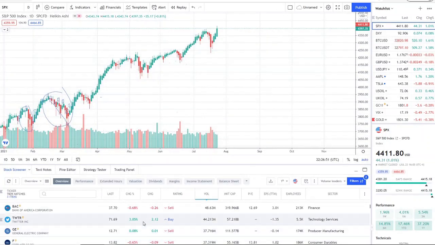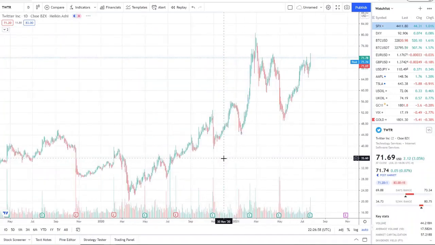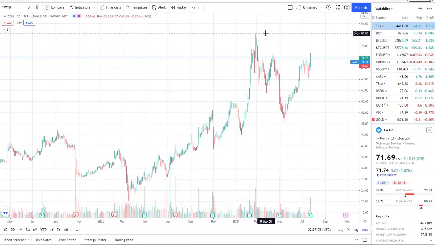Now, the ticker symbol I have to share with you guys today is TWTR, Twitter Inc, guys. This is a stock I've been talking about since $38. It ran 50% plus, pulled back down, and took off to a high here of $80 and some change.